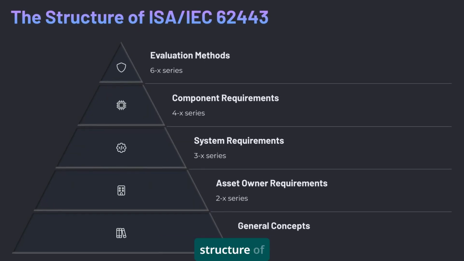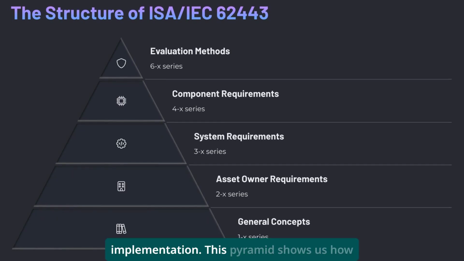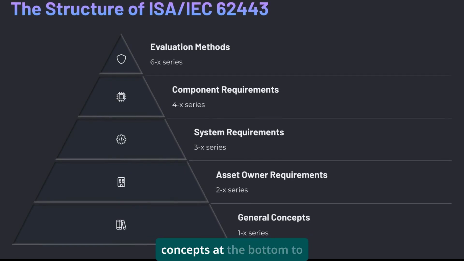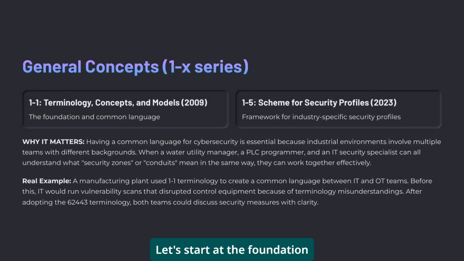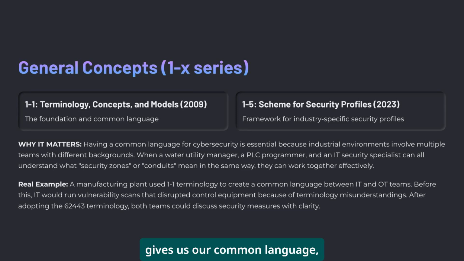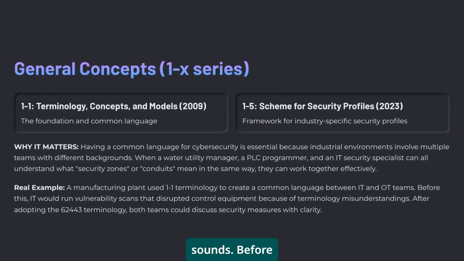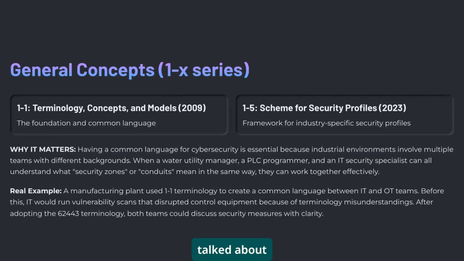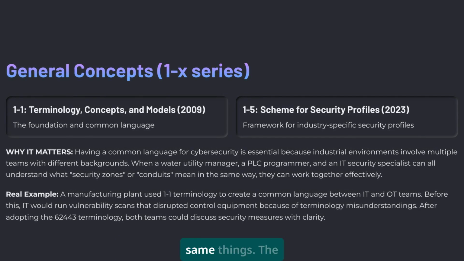Now, understanding the structure of 62443 is crucial for implementation. This pyramid shows us how all the pieces fit together, from fundamental concepts at the bottom to evaluation methods at the top. Let's start at the foundation with the 1X series, general concepts. This gives us our common language, and believe me, that's more important than it sounds. Before 62443, I'd sit in meetings where IT folks talked about firewalls, and operations people talked about zones, but we weren't talking about the same things.